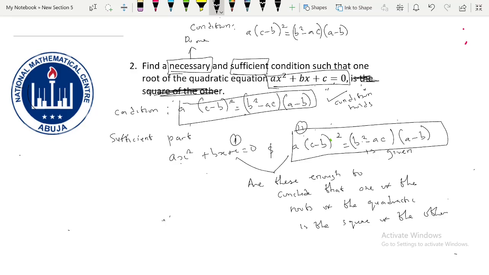So this is where the sufficient part comes in, and this part will have more marks than the necessary condition part. So this could be 3 marks, and this could be 4, because showing this second part is a little bit more tricky. So let's go into that. Let's try proving the sufficient part now.